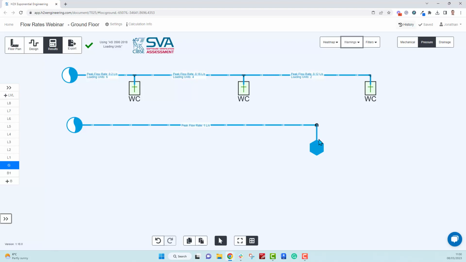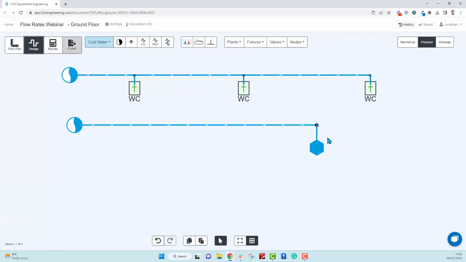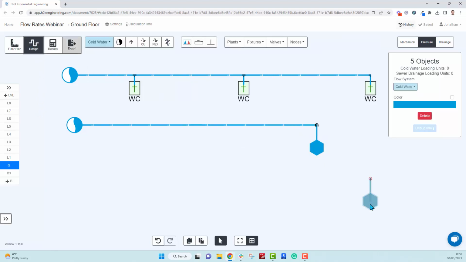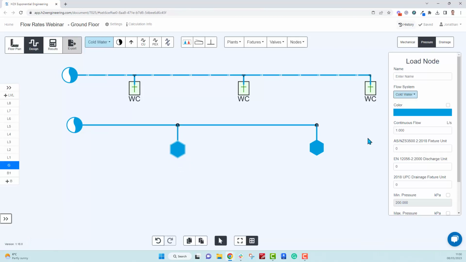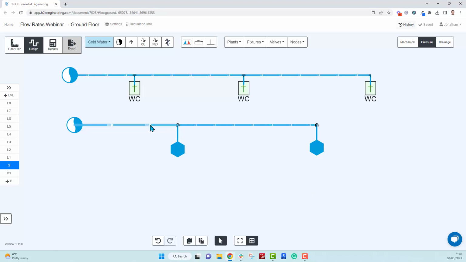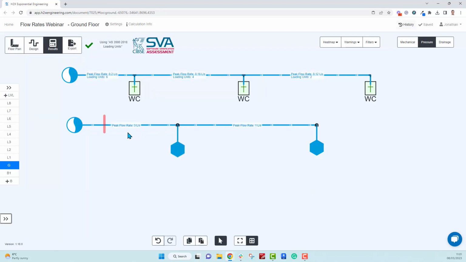So I'm going to add another node now, which will be worth 2 liters per second. So altogether, there will be 3 liters of continuous flow. What do you think the flow rate going through the pipe will be? So the answer is 3 liters per second, because they're just being added together, 2 and 1. It's as simple as that.